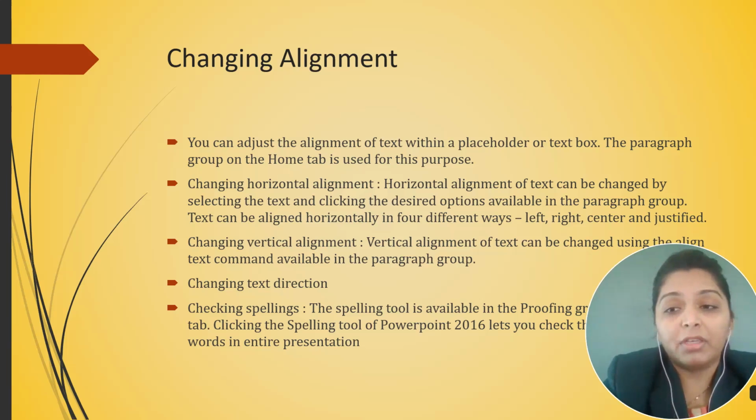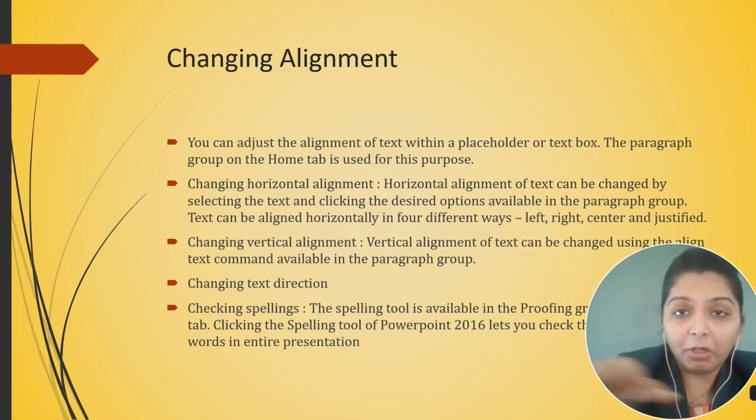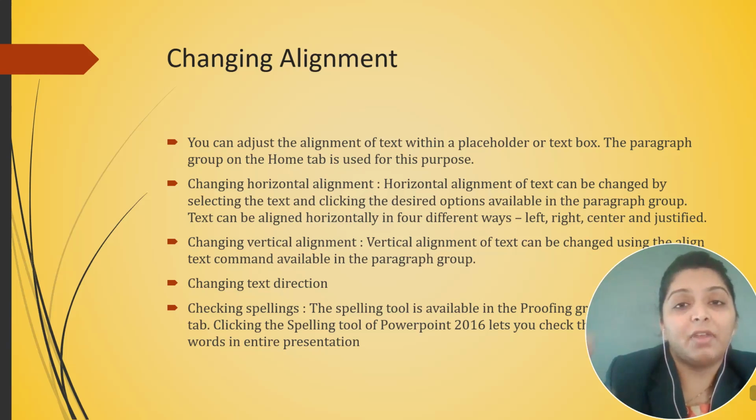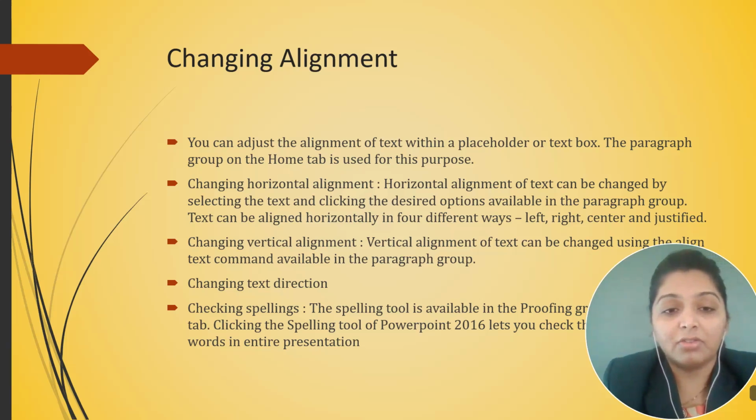Horizontal alignment of the text can be changed by selecting the text and clicking the desired option available in the paragraph group. Horizontally we can change the alignment as well as vertically also. These options are available to us in the paragraph group in the home tab. Please remember the name of the group. Text can be aligned horizontally in four different ways, that is left, right, center and justified.